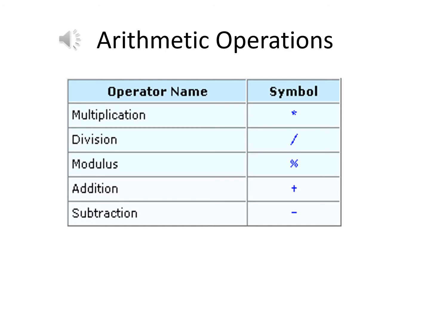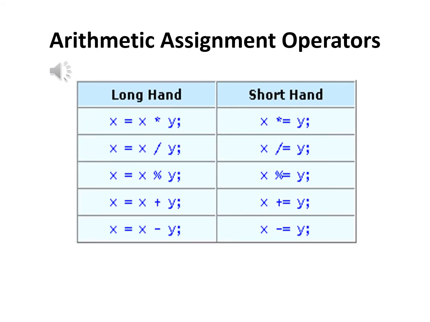The next slide shows the basic arithmetic operations for the C language. Multiplication is asterisk, division is slash, modulus division for the remainder is percentage, addition is plus sign, subtraction is a minus sign. The next slide shows the arithmetic assignment operators. The longhand, you can shorten your formula using the shorthand.